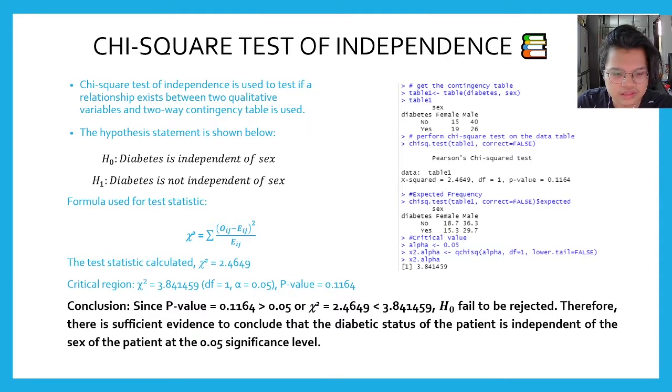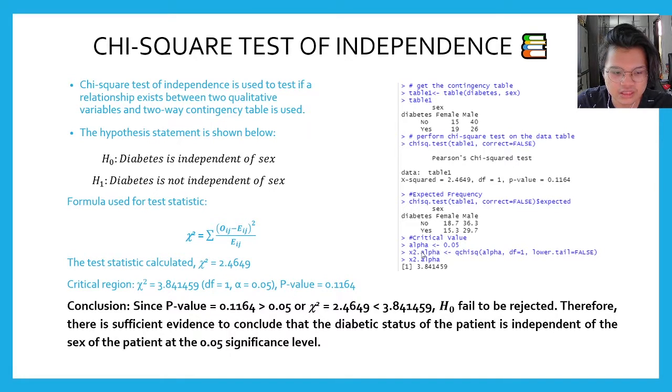You can see our test statistic value that we got is 2.4649 with a degree of freedom of 1, and the p-value is 0.1164. So the critical region with a significance level of 0.05 is 3.841459. So we can conclude that since the p-value is more than 0.05 and our chi-square value 2.4649 is less than the critical region, which is 3.841459, therefore, our H null fails to be rejected.